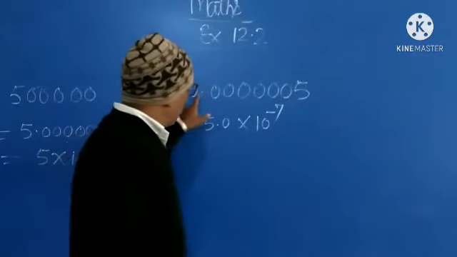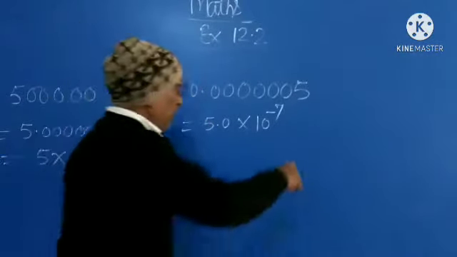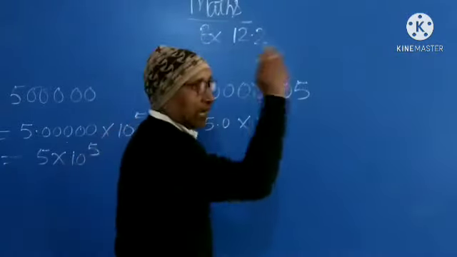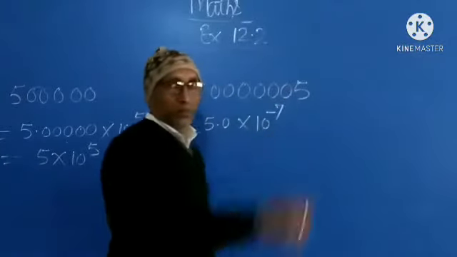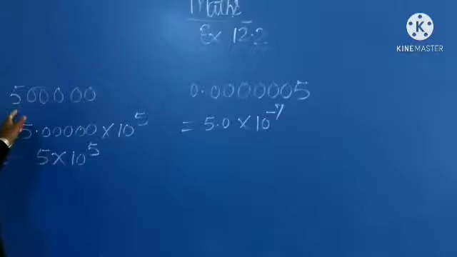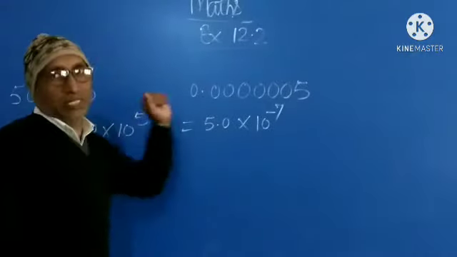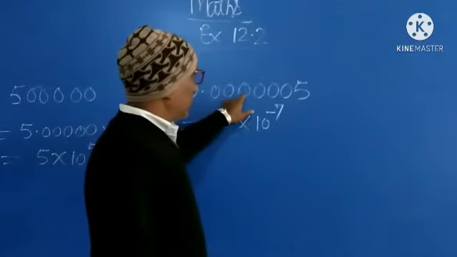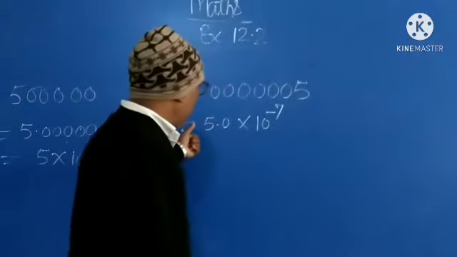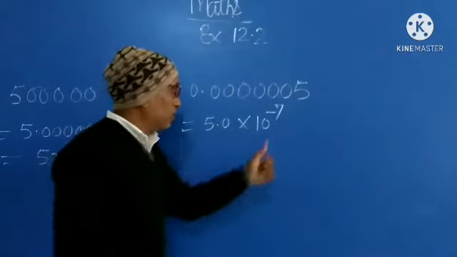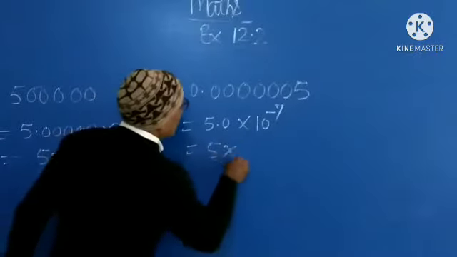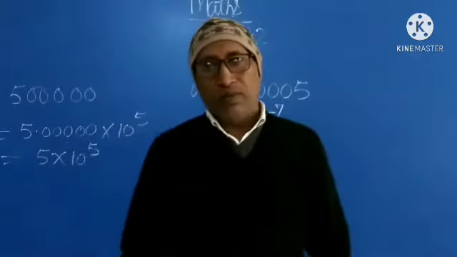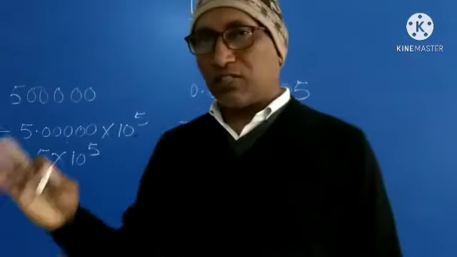The number of digits the decimal place is shifted is 7, therefore n is minus 7. When you shift the decimal place to the right, the value of n is negative. When you shift the decimal place to the left, the value of n is positive. Here, the standard form of 0.000005 is equal to 5 into 10 to power minus 7. Like this, I want to solve exercise 12.2.